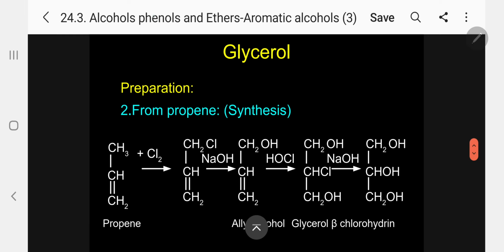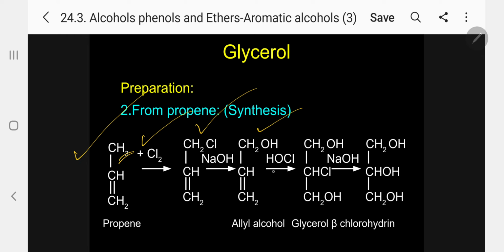The second method is the synthetic method. From propene we can prepare glycerol. Kindly follow, only two methods are most important. So this is propene. When I add chlorine, what will happen now? First, substitution takes place on the aliphatic side under suitable conditions. Then when I treat with sodium hydroxide, the Cl is substituted by OH, the second step.